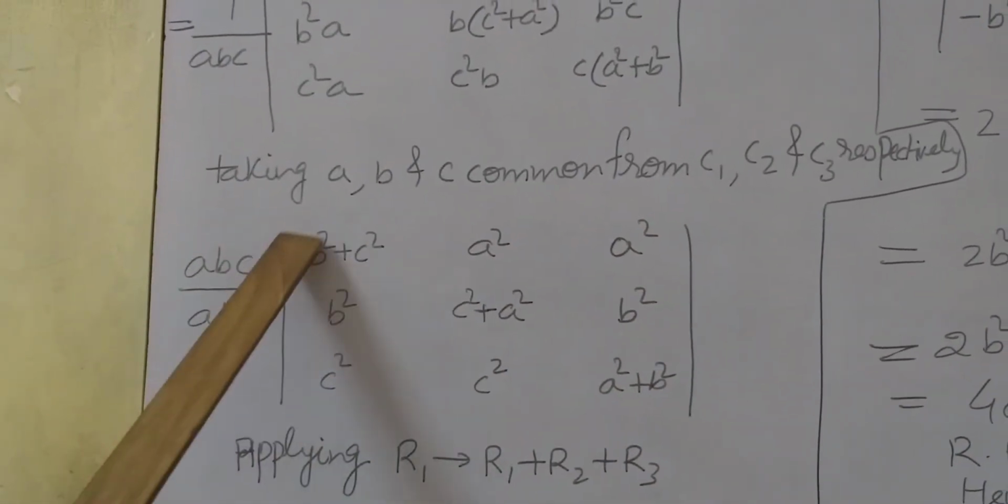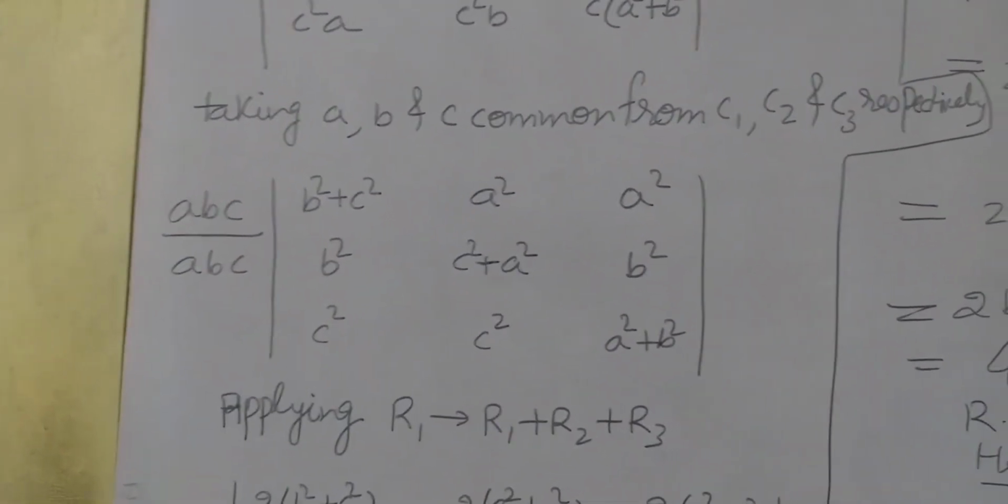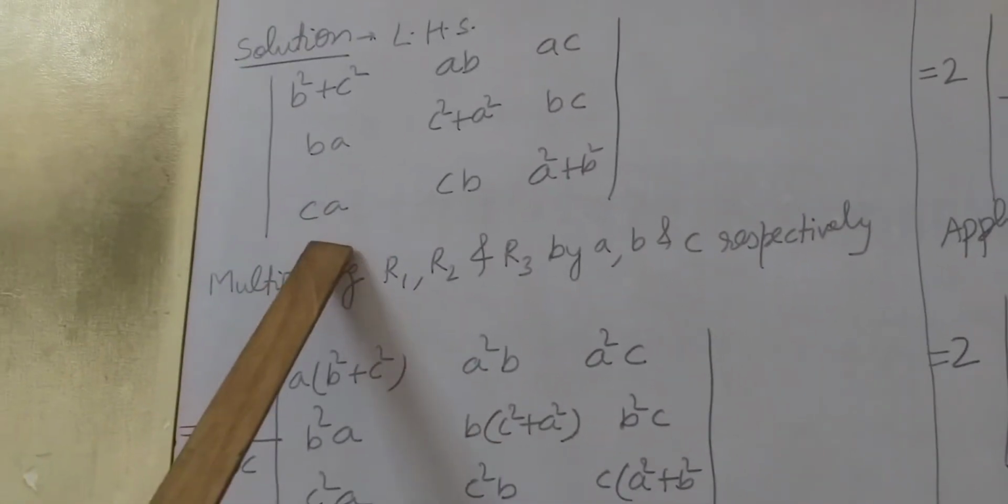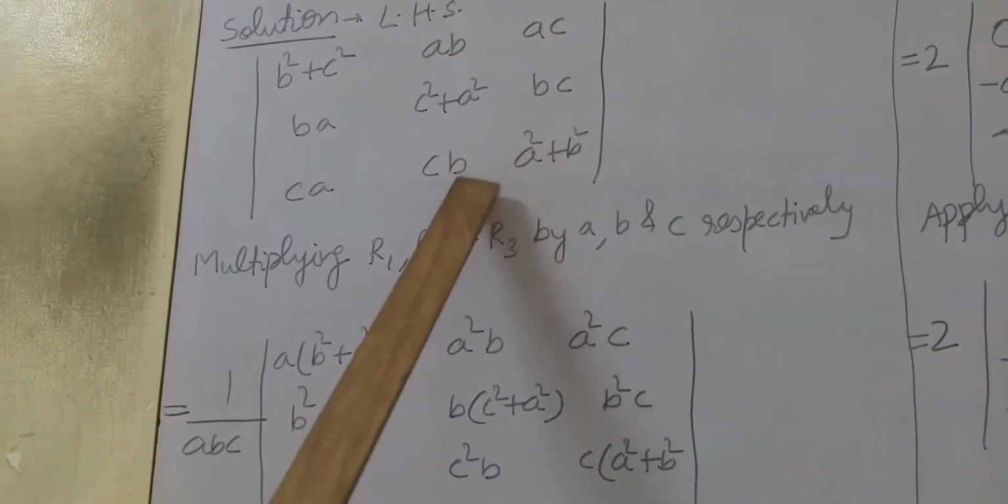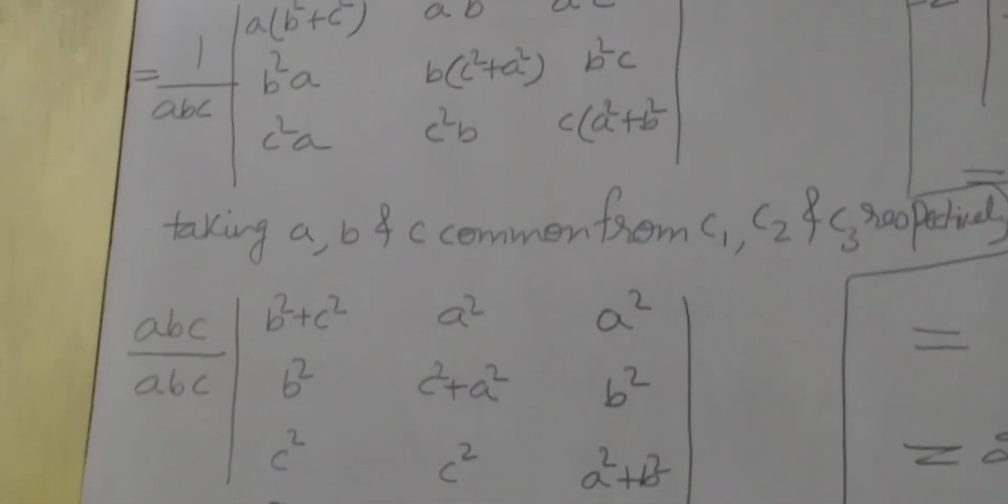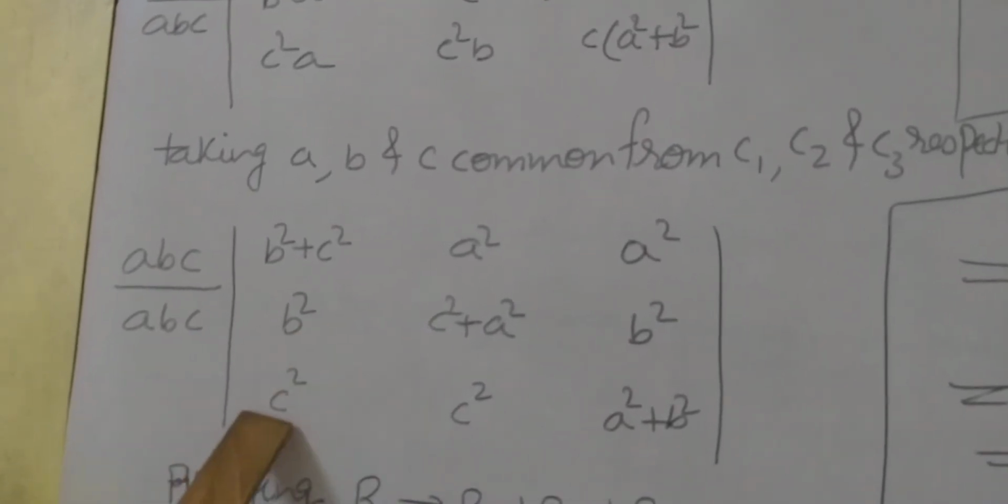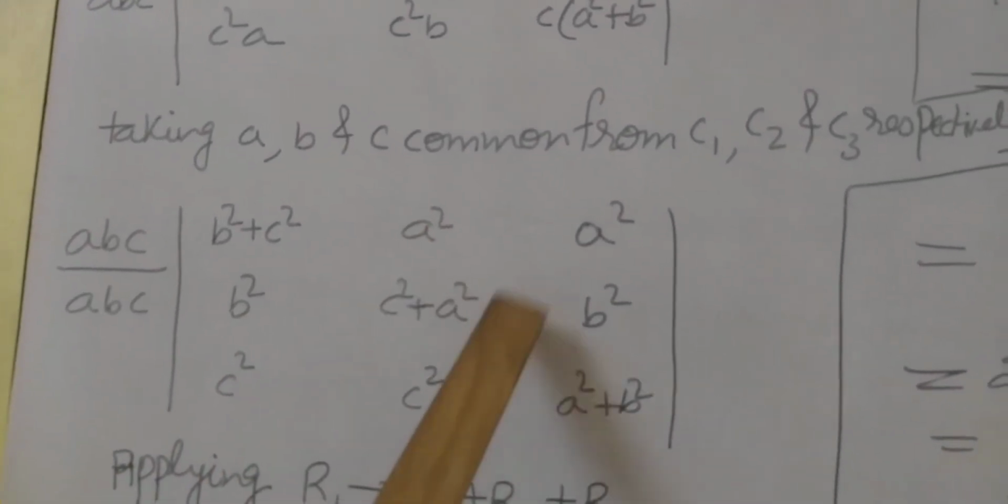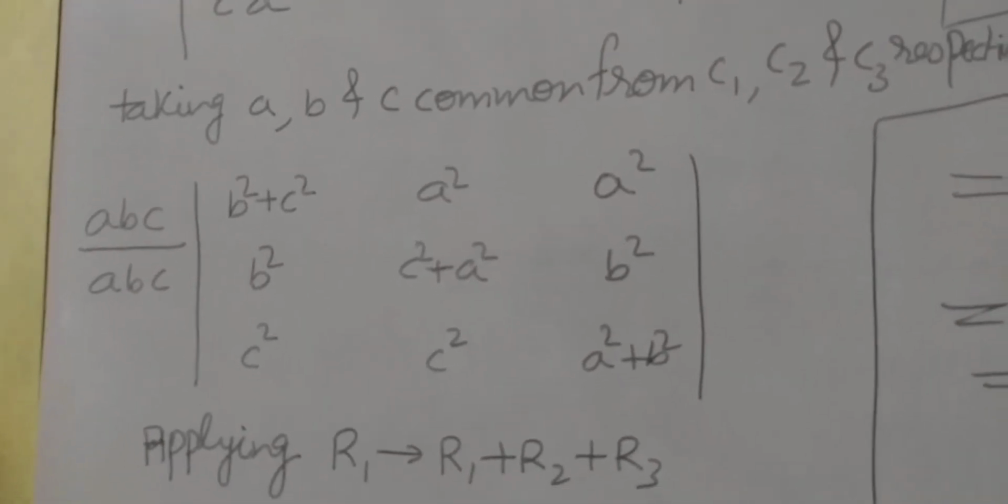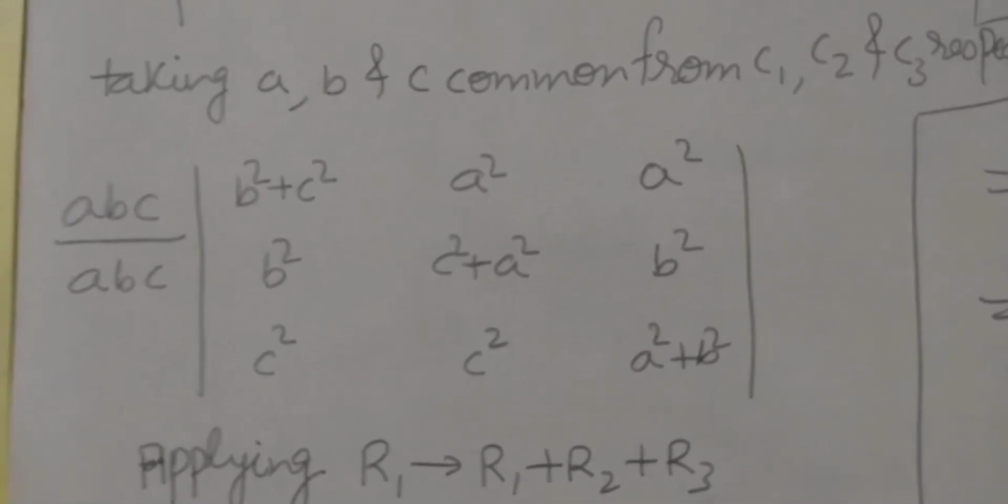So ABC cancel. You can see here AB, AC, BC were given to us and we have changed them into squares: B square, C square, A square, C square, A square, B square. Correct students? Now students, we need 4 here.